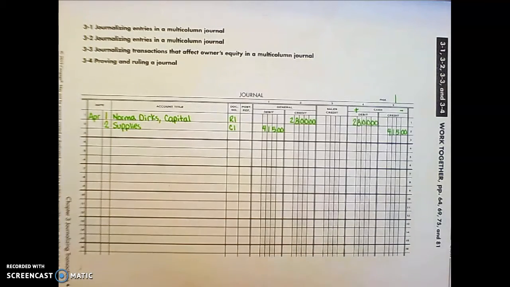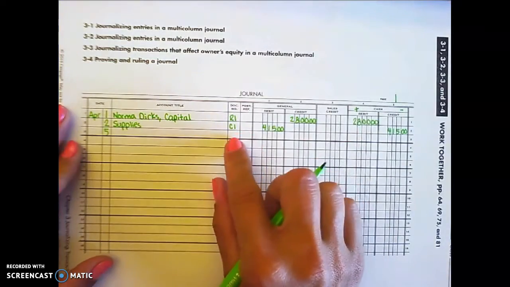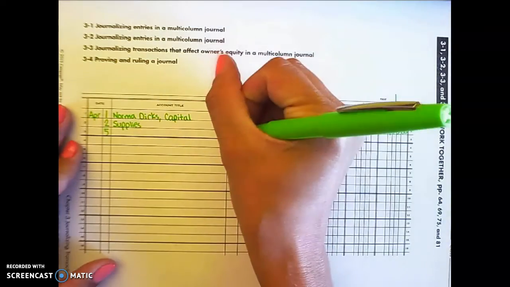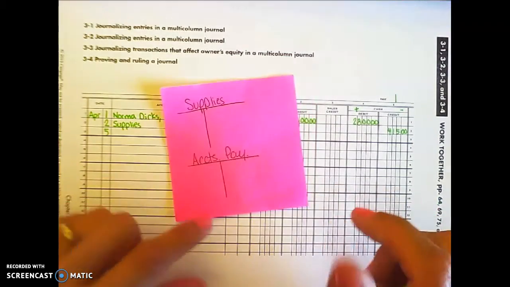So our first transaction is on April 5th. We bought supplies on account from Supply Mart, $600, memorandum 1. So let's put in our date, which is April 5th, and let's put in our document number, which is M1, and M stands for memorandum. So for this one here, we bought supplies on account, and I have a little note for this here.